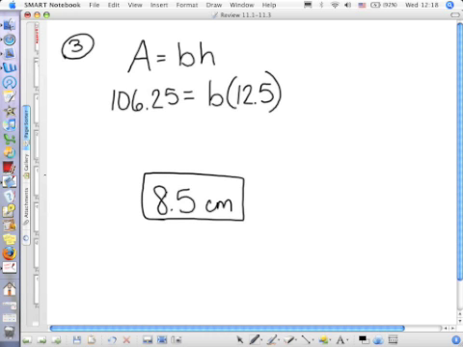Yes? Isn't that supposed to be square? No. Oh, you found the base. Only if you're looking for area is it squared. Okay, number 4.